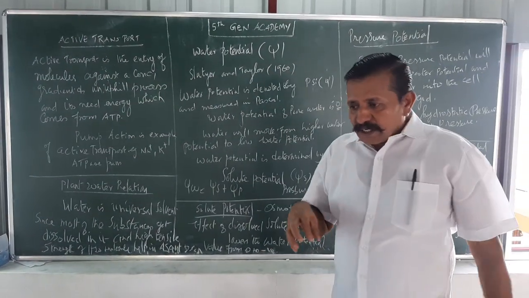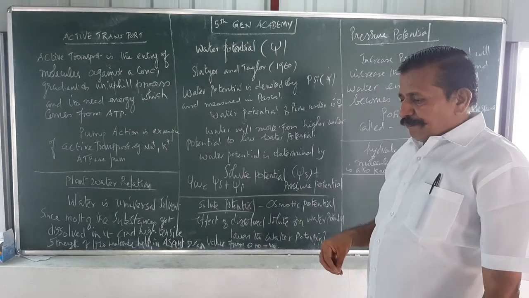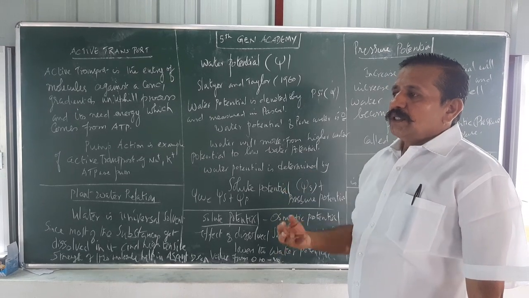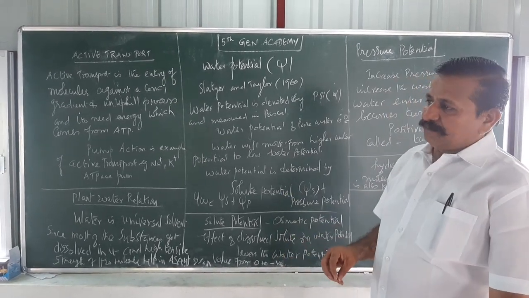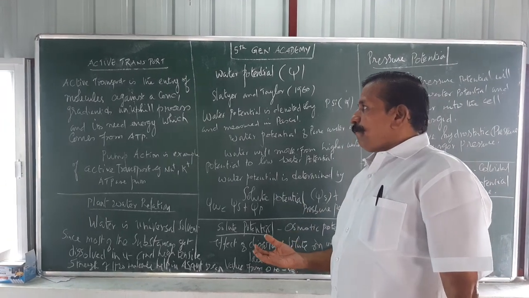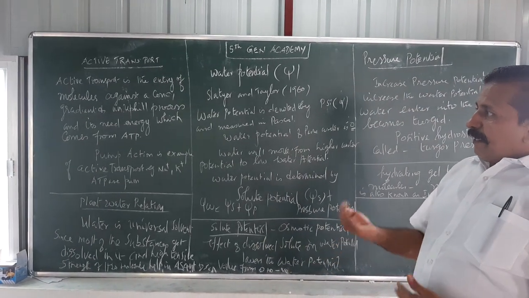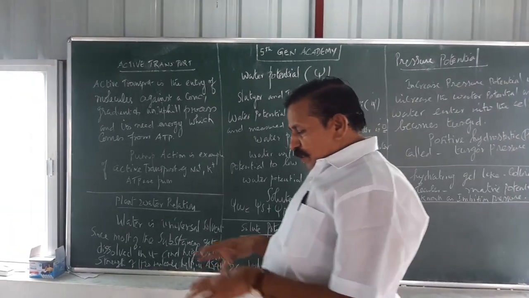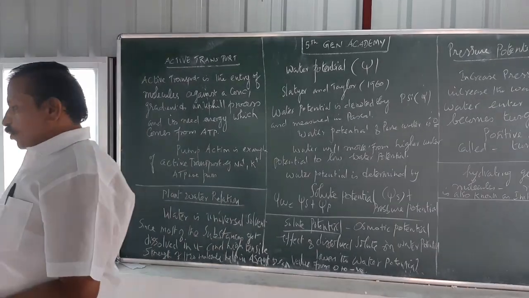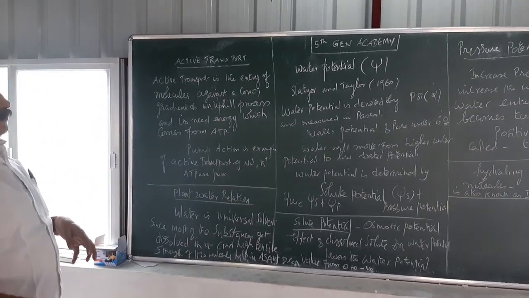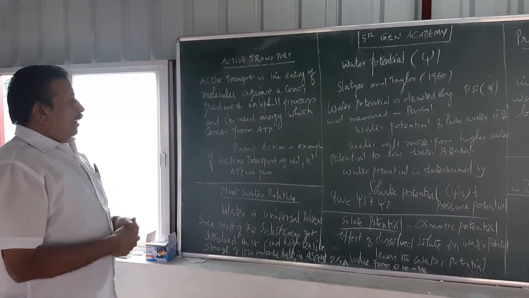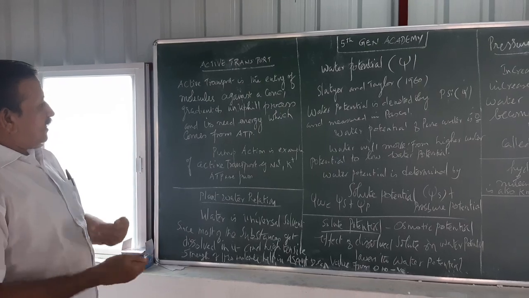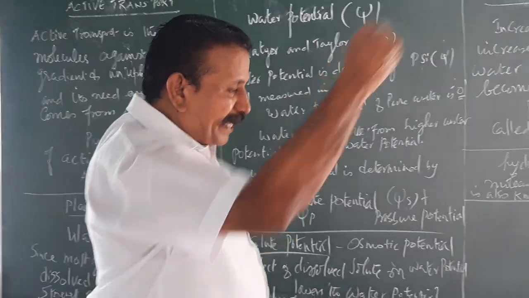Each and every molecule has its own concentration. Based on the concentration, the entry of molecules is against a concentration gradient. So a higher concentration of molecules can also enter into the membrane system of plants. Thus active transport is the entry of molecules against a concentration gradient, and it is an uphill process.